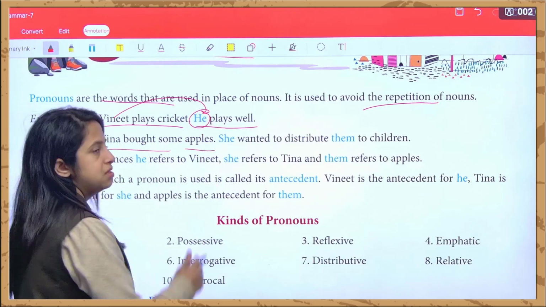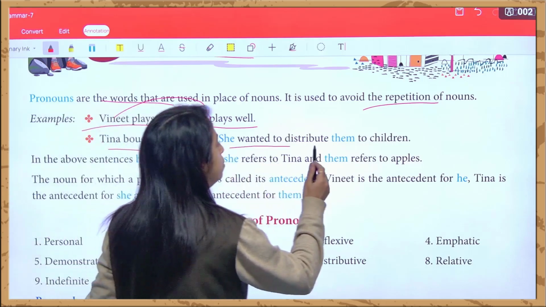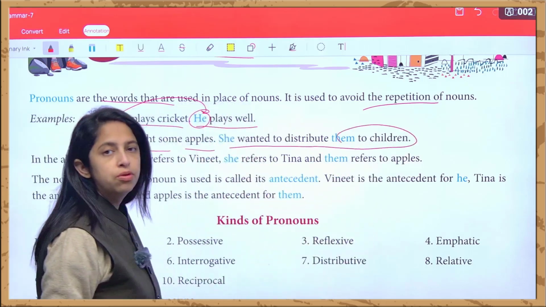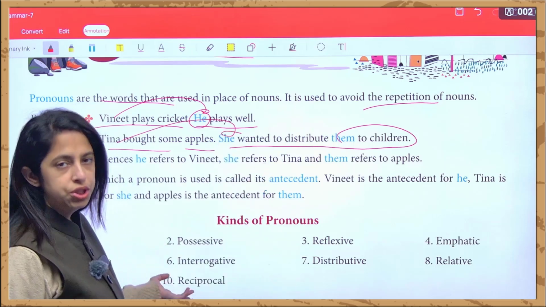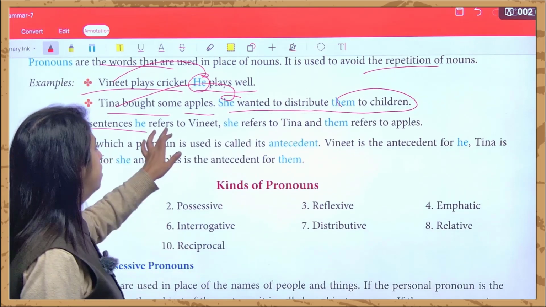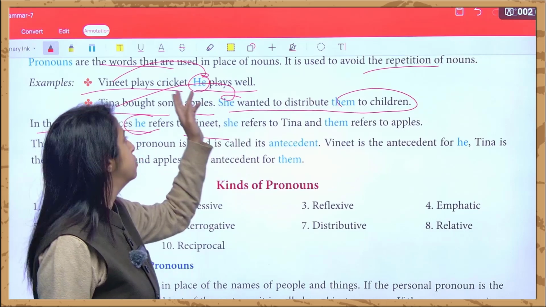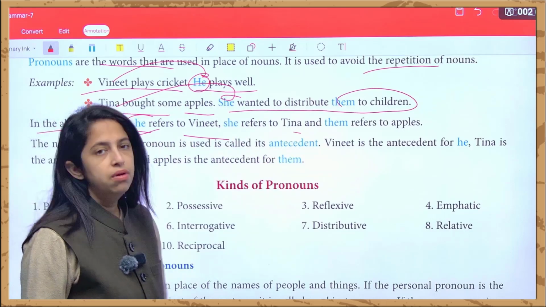Tina bought some apples. Tina कुछ apples लेके आई है. She wants to distribute them to children. बच्चों को distribute करना चाहती है. We are talking about Tina. She is a female entity. That is why she is used. Okay. So in the above sentences, he refers to Vineet, whereas she refers to Tina, and them refers to what?